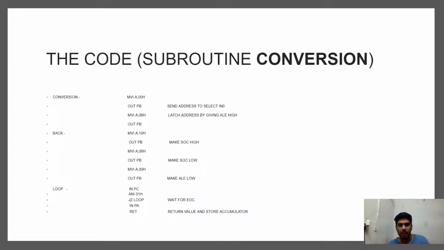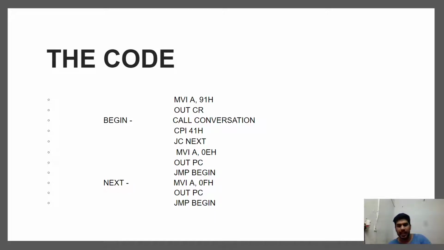So that was the subroutine conversion, and then the rest of the code takes place, where it compares. CPI 41H is the comparing instruction. It compares the digital signal it got from the ADC to the value that was already stored in the microprocessor, and then it makes the decision of whether to turn on the heating signal or to turn off the heating signal. And that is the gist of the rest of the code.